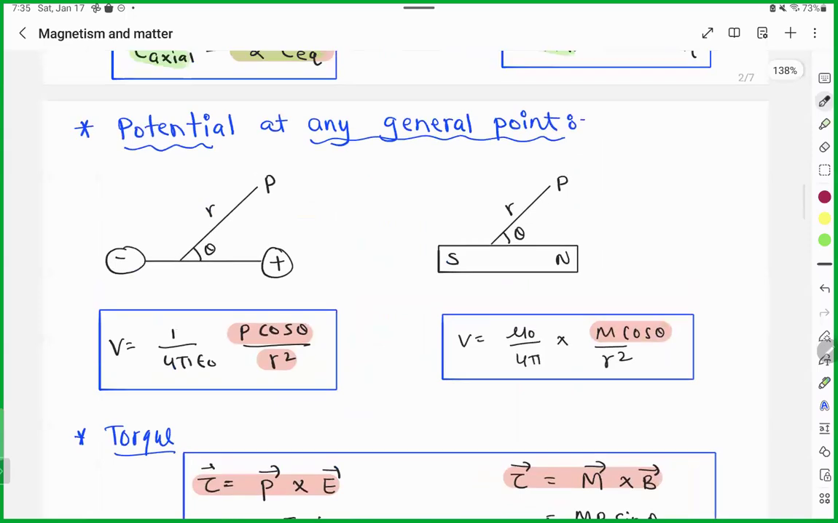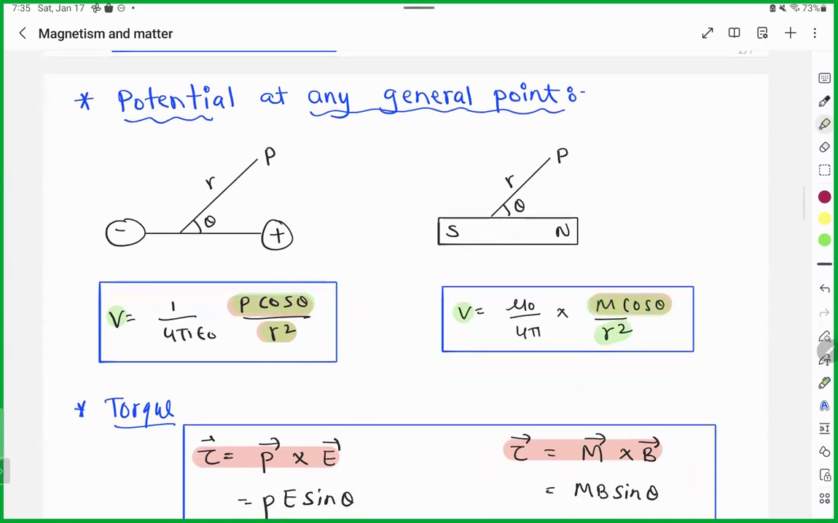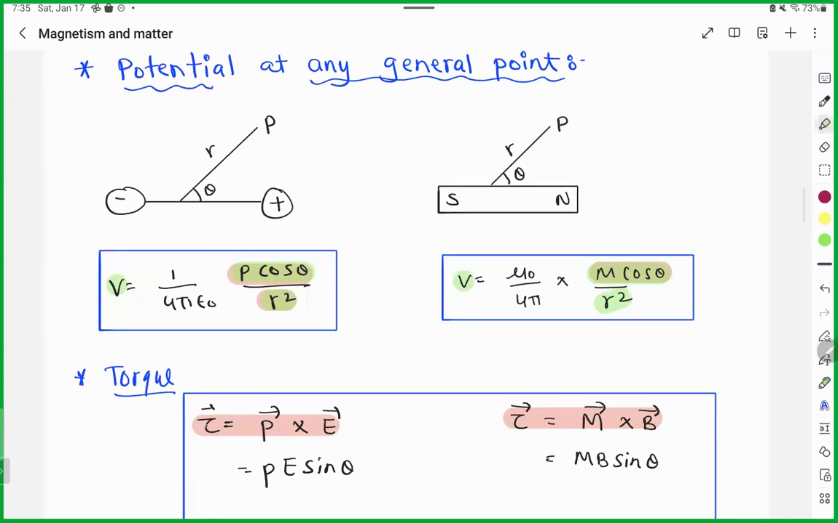Next is potential. In electrostatics, you know, potential is equal to P cos theta by R square. And in the magnetic field, it will be M cos theta by R square. Correct. If you know torque is equal to P cross E in electrostatics, instead of dipole moment, it will be magnetic moment. Instead of electric field, it will be magnetic field.